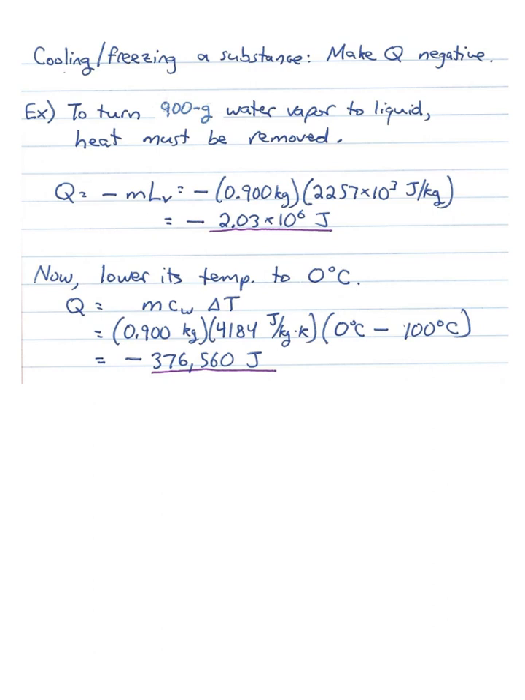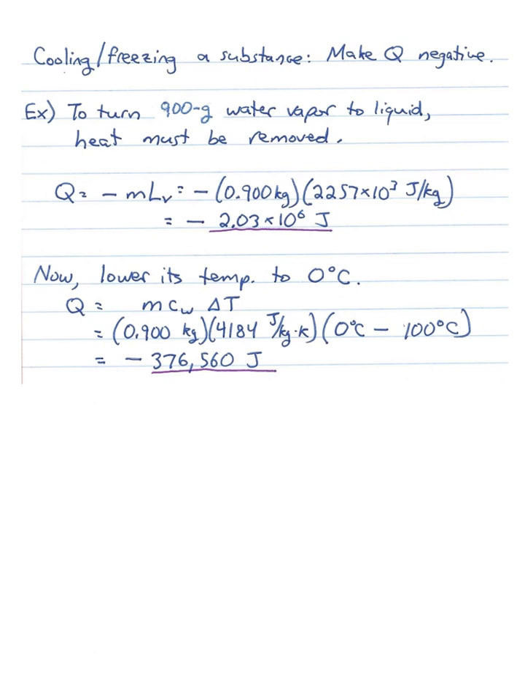So in this example, to turn 900 grams of water vapor to liquid, heat must be removed. So in that case, we're going to say Q equals negative m L_v. And there you see I've put in the values, and we get 2 million joules, but it's negative, meaning the heat is extracted.